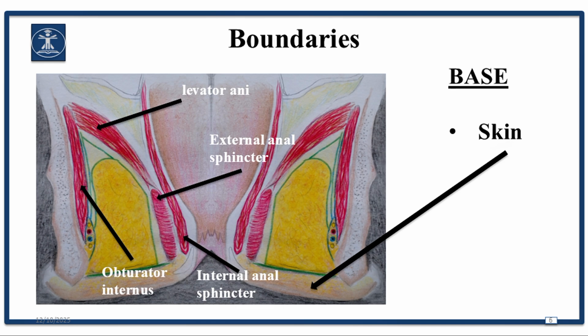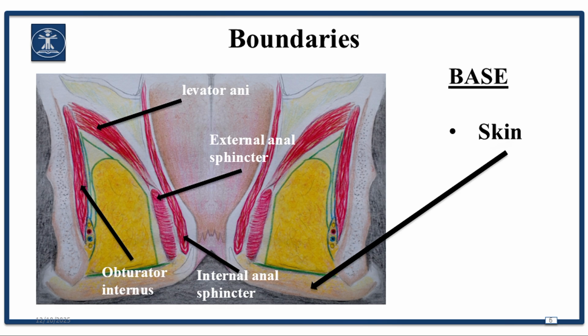Now for the boundaries. Boundaries are simply walls that join together to form the space. These boundaries can be formed by bones at times. It can be formed by muscles, depending on the anatomical structure you are treating for the moment. In the case of Ischioanal Fossa, we have the following boundaries.